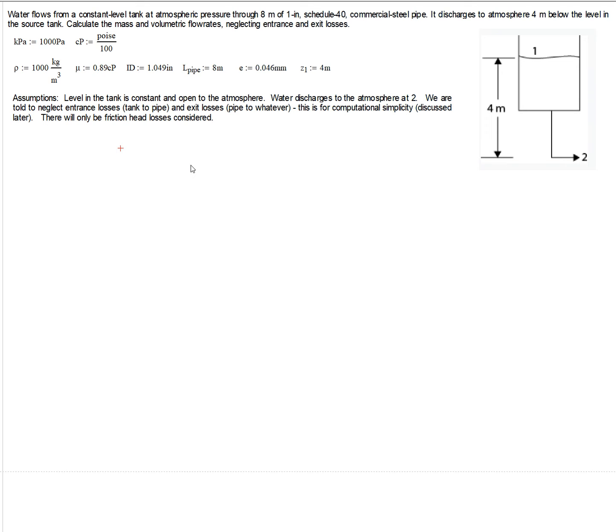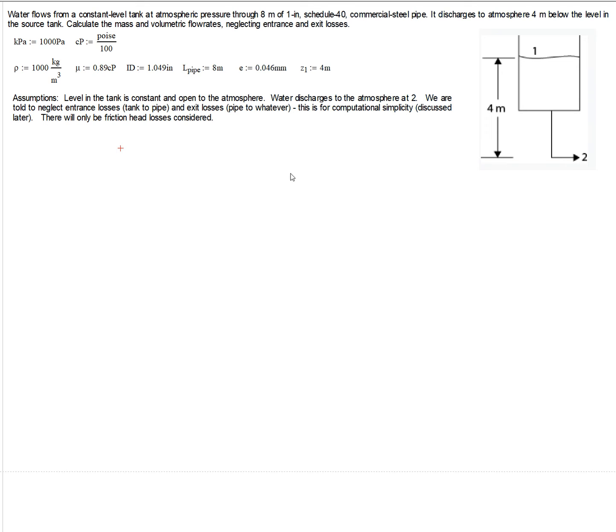And so we've got our properties here. We symbol our properties: nominal density of 1,000 kilograms per meter cubed, our viscosity. This is Schedule 40 pipe, so the nominal diameter is 1 inch, but the inner diameter is really 1.049 inches, 8 meters long. We look up a roughness for this pipe because we're going to need to include frictional losses through this pipe, and then of course we have our elevation change.